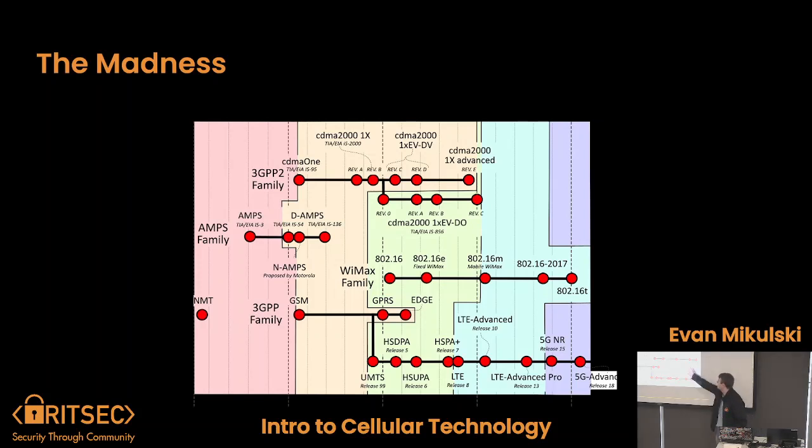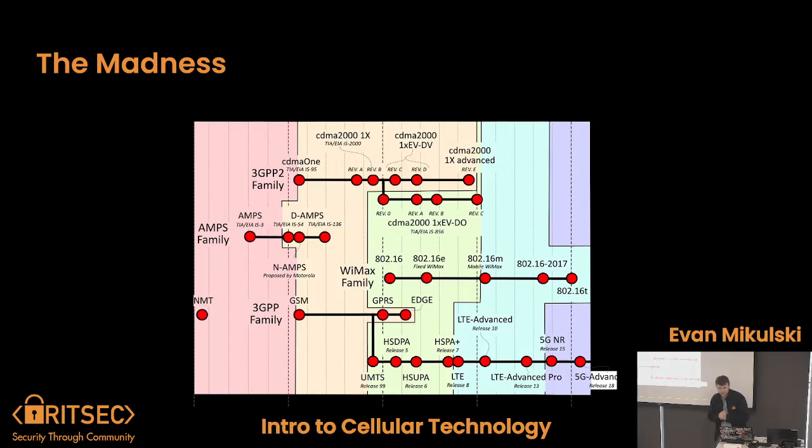So all the colors are representative, and I don't know why it's cut off, but red is 1G, orange 2G, green 3G, light blue 4G, and then dark blue purple 5G. So these are all the protocols that generally exist in those spaces that make it all work.